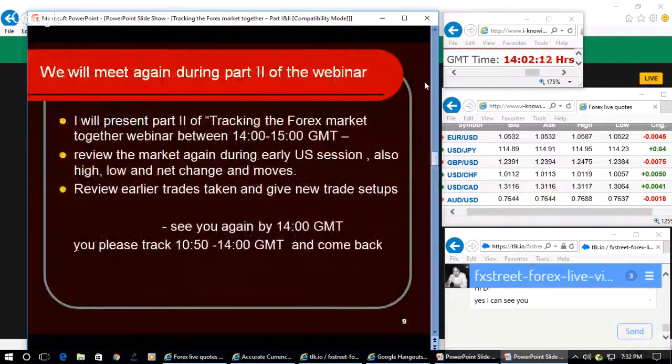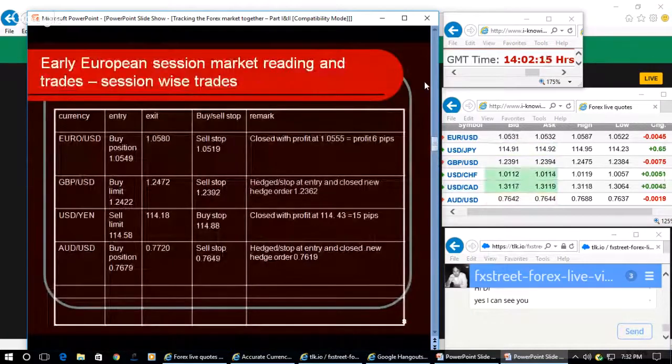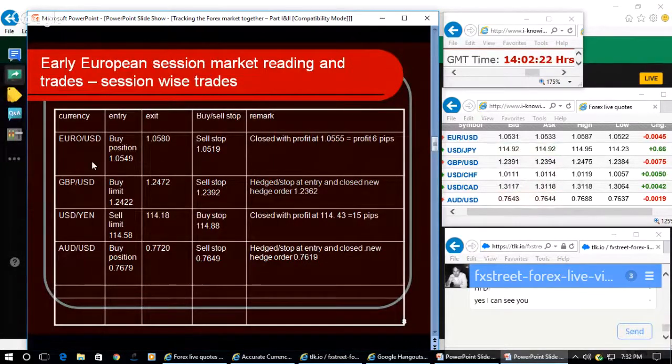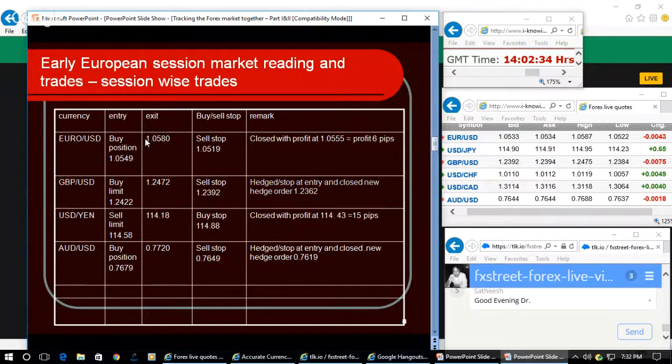So I will just go to the slide wherein I proposed the trade during the early European session. I was explaining that I will take a buy position in the case of euro when it was making a downward move but did not breach the low at that time. Then I showed you the forecast that during the European session, the market is expected to swing and firm up and then subsequently swing and drop during the US session.